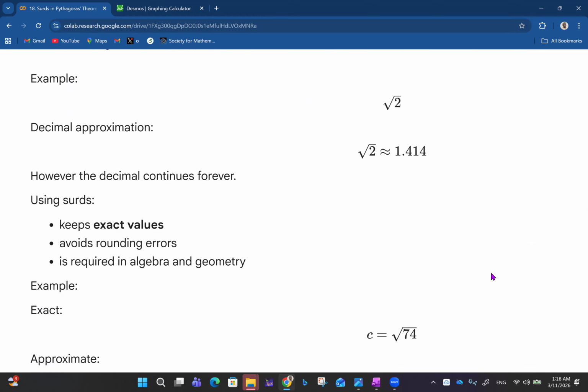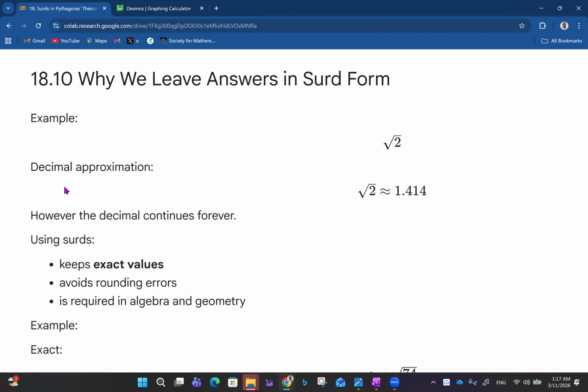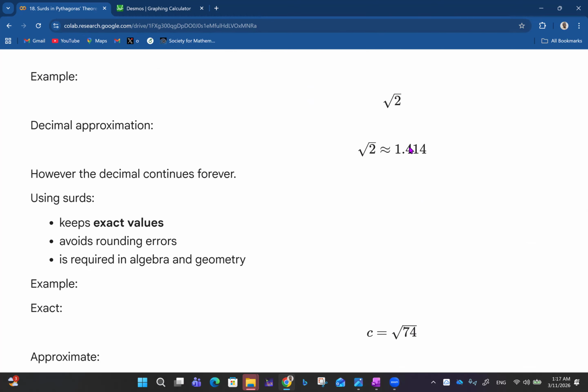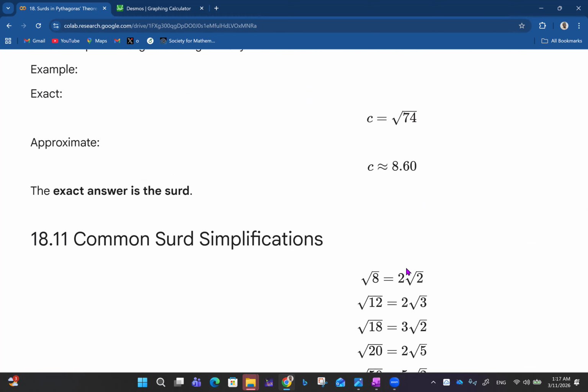So why do we leave our answers in surd form? That's another big question to answer. For example, you have the square root of 2. The decimal approximation of root 2 is approximately 1.414. However, the decimal continues forever, right? It just keeps going. It is non-terminating and it doesn't repeat. So using surds, you keep exact values, you avoid rounding errors, and it is required in algebra and geometry to leave your answers in surd form. So that's an elegant way to leave your answers. So if the exact answer is the square root of 74, the approximate is 8.60. The exact answer is actually the surd, which is more preferable.